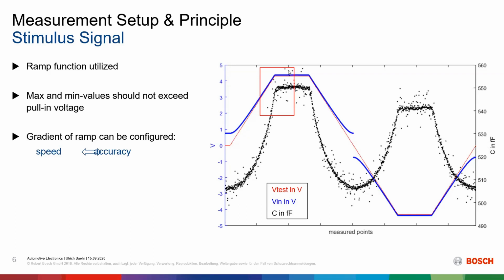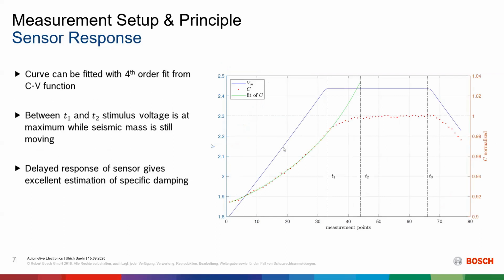And if we have a look now at this small window of the measurement, which we do in the next slide, we can see that when our stimulus voltage reaches the maximum, our sensor is not at its maximum yet. It takes till this timestamp T2 till the sensor with its capacitance is also at its maximum. And this delayed response is a very good estimator for the specific damping of the device. So we have to find a method somehow to estimate this timing delay as accurately as possible. And that's what we're trying to do.